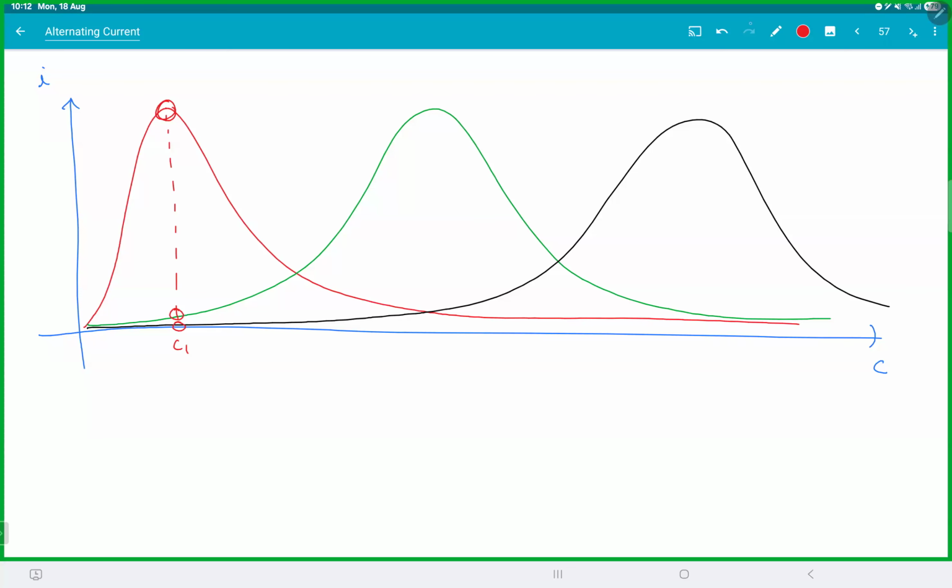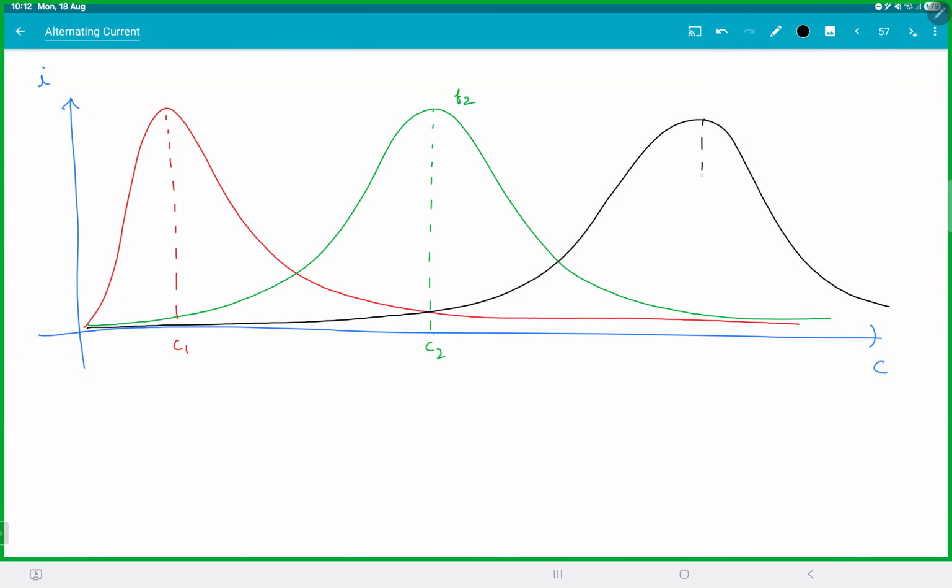Now if you increase the capacitance, as you keep going forward, at some point the green signal will come. So at capacitance C2, F2 becomes the resonant frequency. Now look at the current at this particular capacitance. Green is dominating, red and black are very small. F2's current will dominate in the circuit.